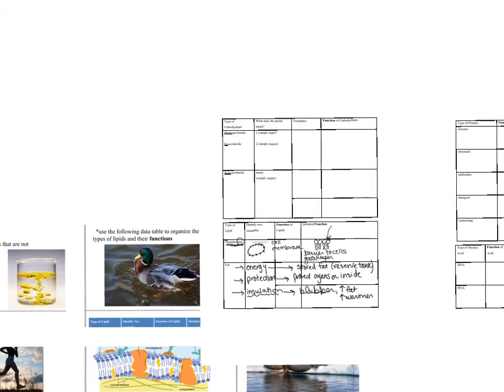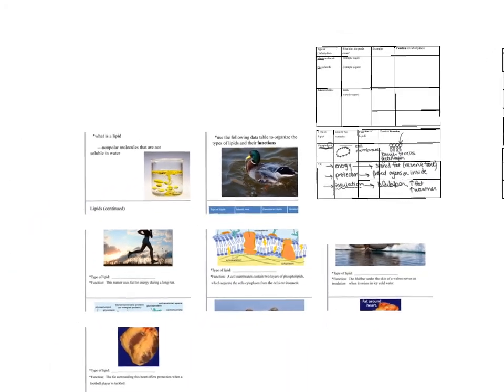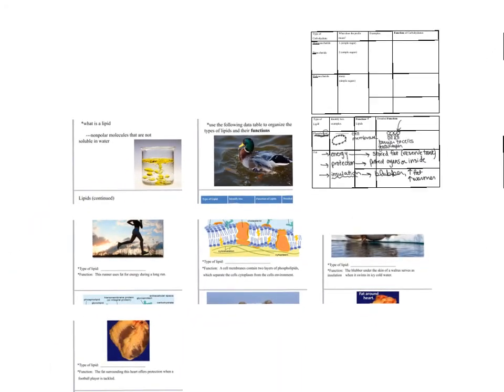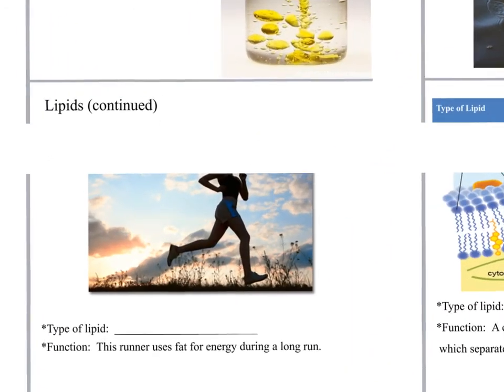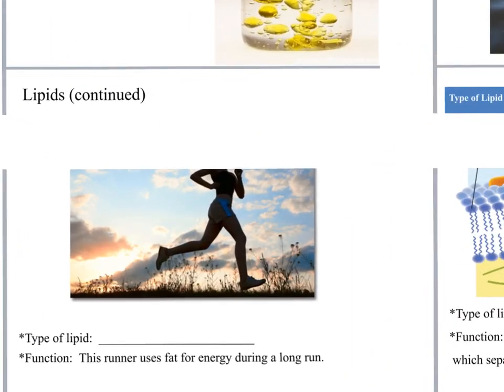I'm going to minimize this down. All right, so let's take a look at this picture. Right here, type of lipid. This one would be what? I would say protection, because it's using the fat for energy during a long run. I'm gonna go open my door real quick. Eighth hour's coming in. Okay, so I'm sorry.